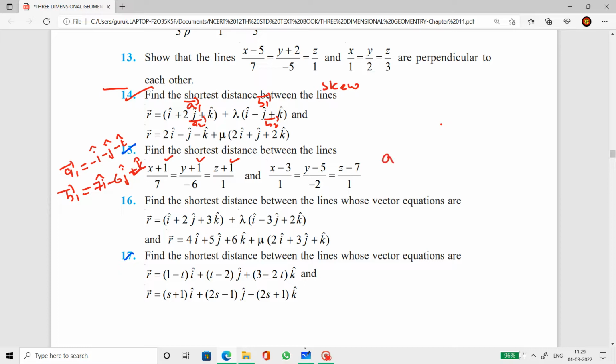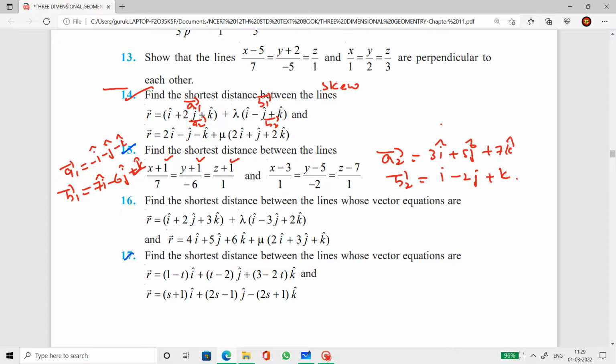Likewise, for the next line, A2 vector is 3i plus 5j plus 7k cap, and B2 vector is i minus 2j plus k, isn't it? So whether a vector or a Cartesian form is given to us, it doesn't matter. Just see whether B1 is proportional to B2. That is, B1 is lambda times B2. If B1 is not lambda times B2, then the lines are skew lines.